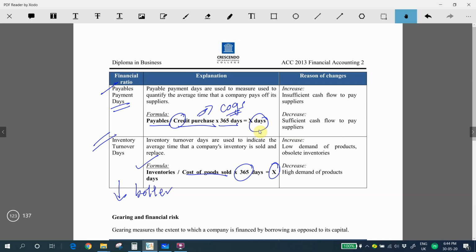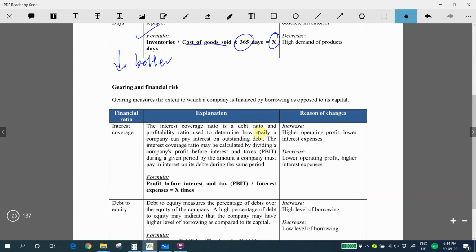Next ratio is about your gearing and financial risk. In gearing and financial risk, we measure the extent to which a company is financed by borrowing as opposed to its capital. What is the percentage of the money that the company borrows from external sources? So the first ratio is interest coverage. The interest coverage formula is the profit before interest and tax, PBIT, or we can call it operating profit, divided by the interest expenses. Our answer will be in times.